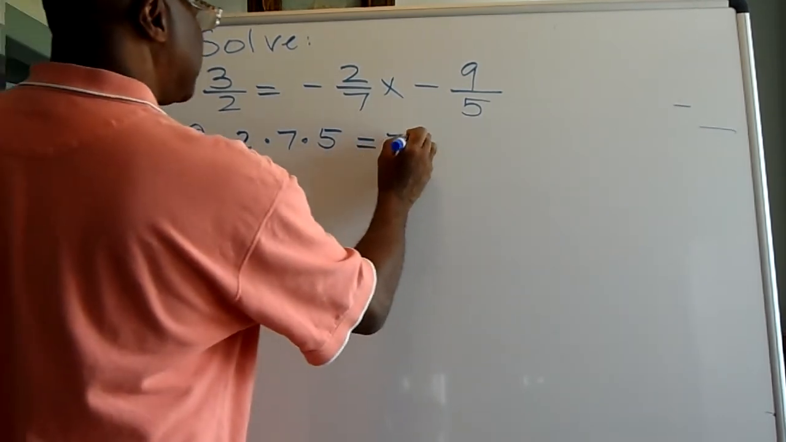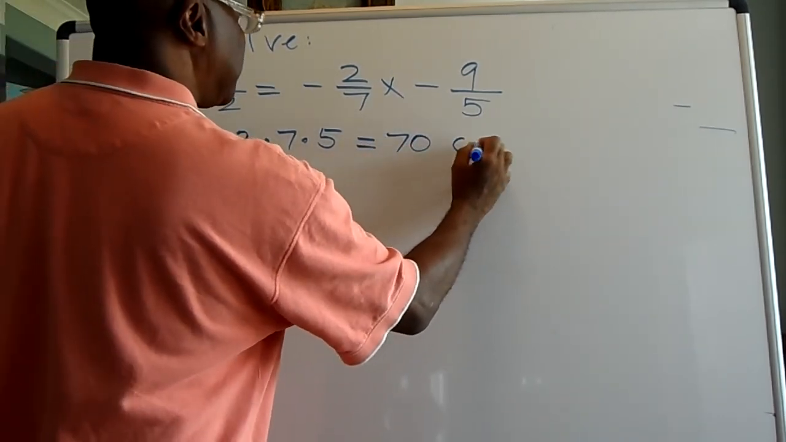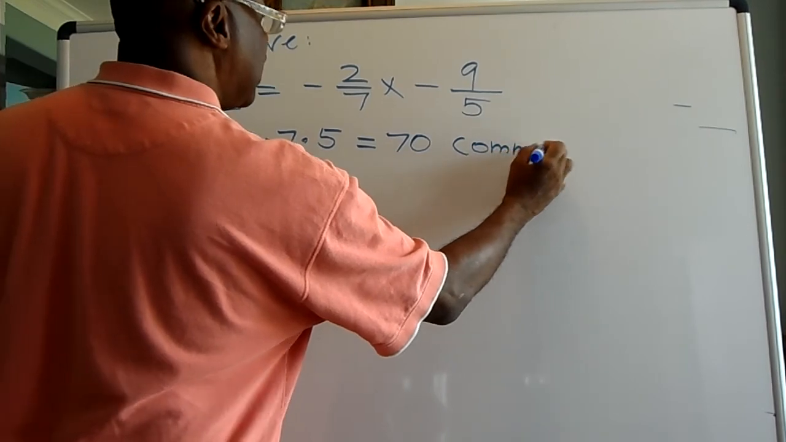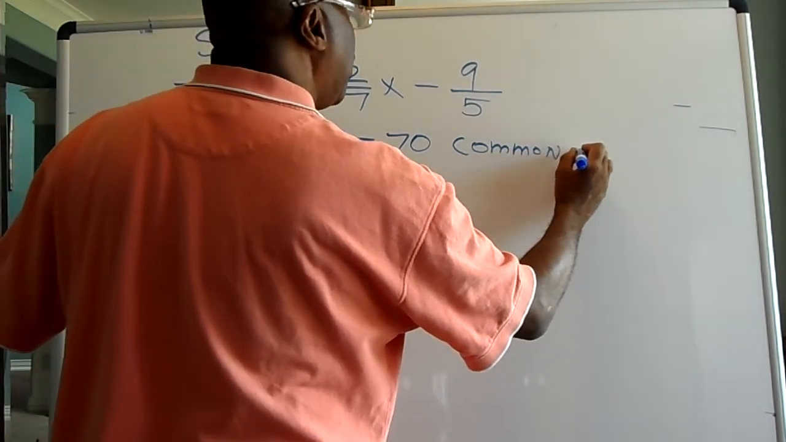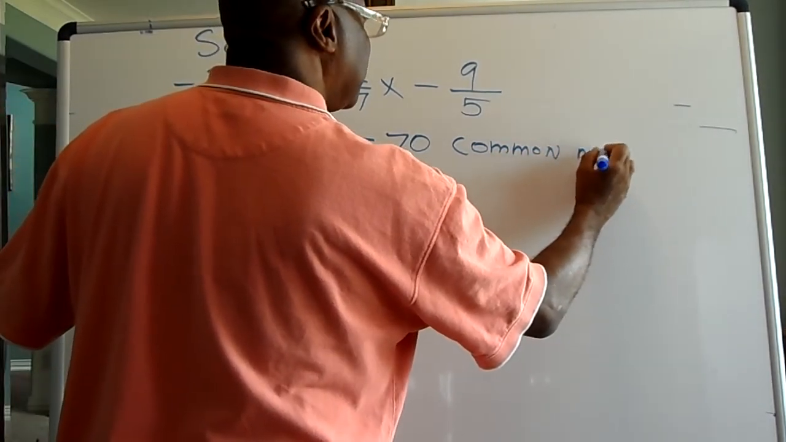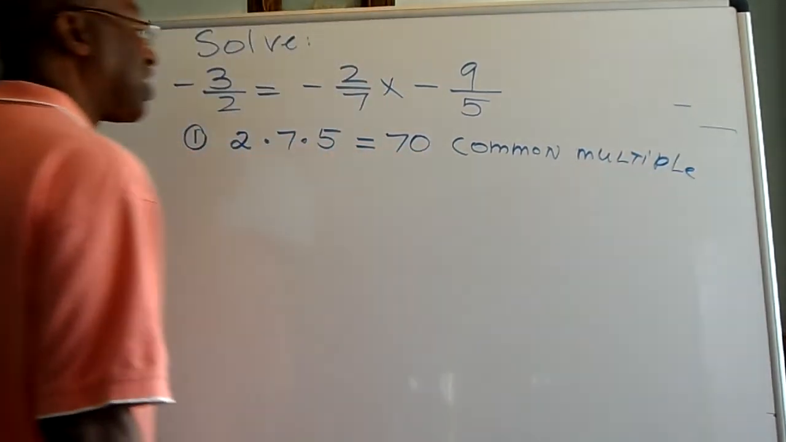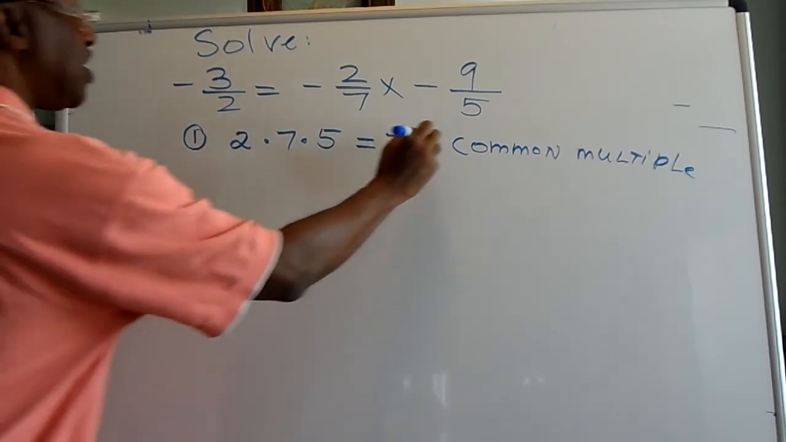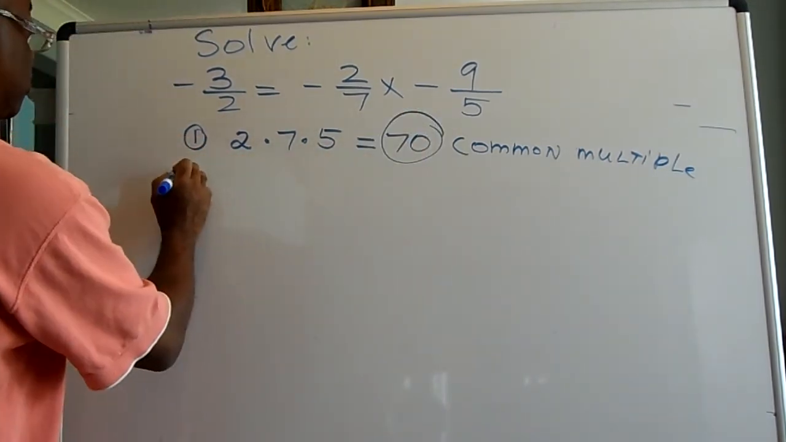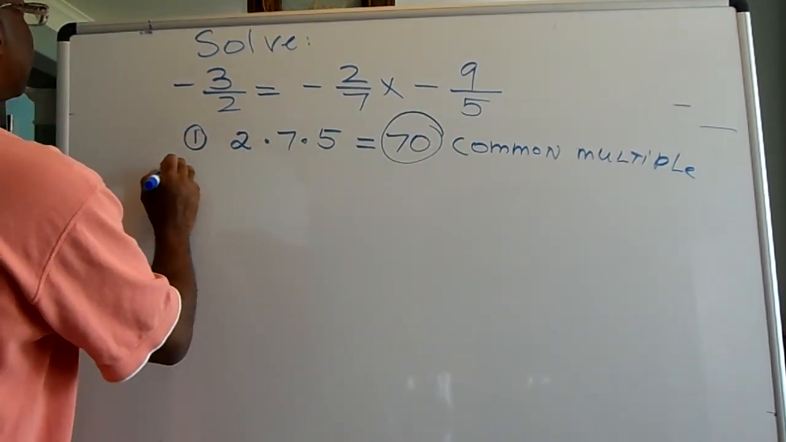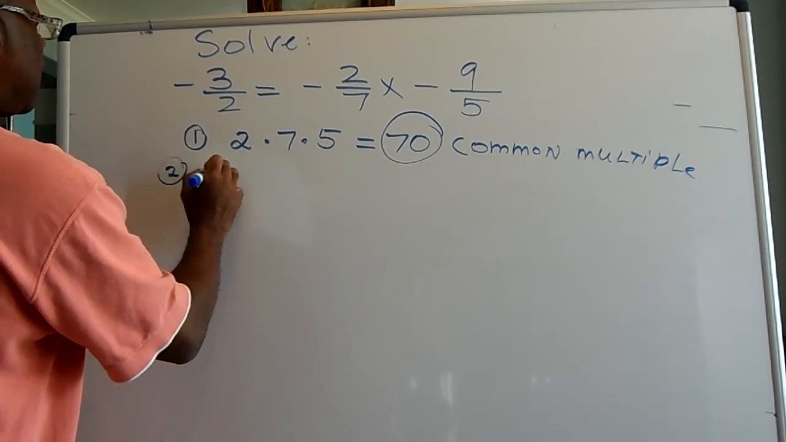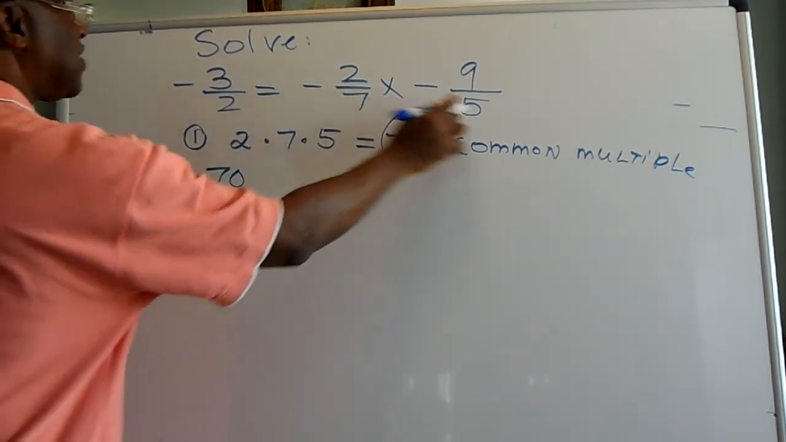And that gives me what? 70. This is going to give me a common what? Multiple. Okay? And what am I going to do with this common multiple? I'm going to take this number 70. That's where that 70 came from, that you saw on the paper, step 2. I'm going to multiply all of these by 70.